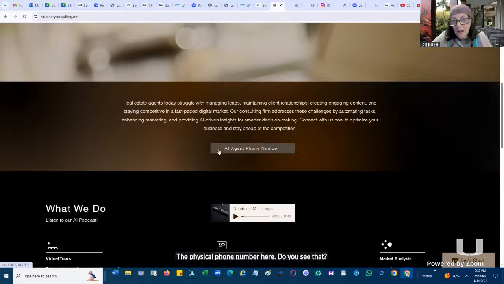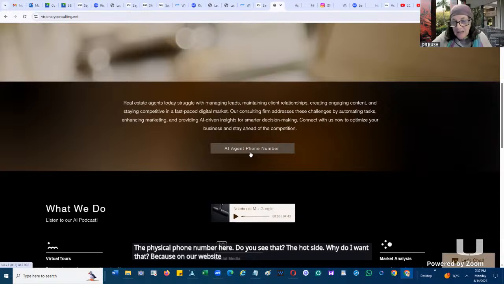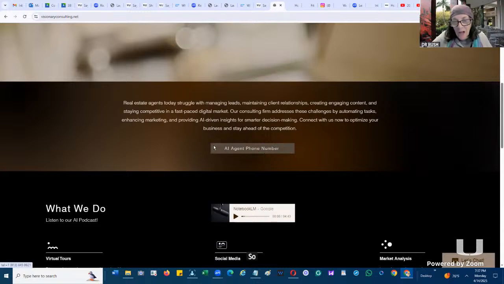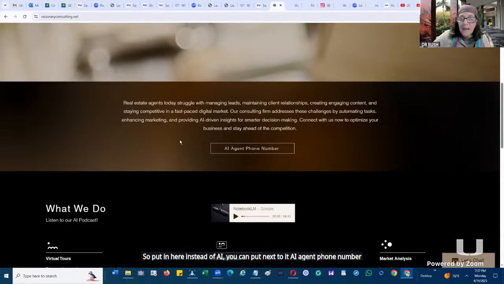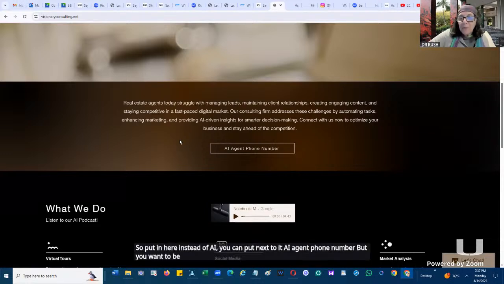The hotspot. Why do I want that? Because on a website, I can't just click, but on a mobile phone, I can click. So put in here, next to the AI agent phone number, something so you can see what somebody is going to be able to call.